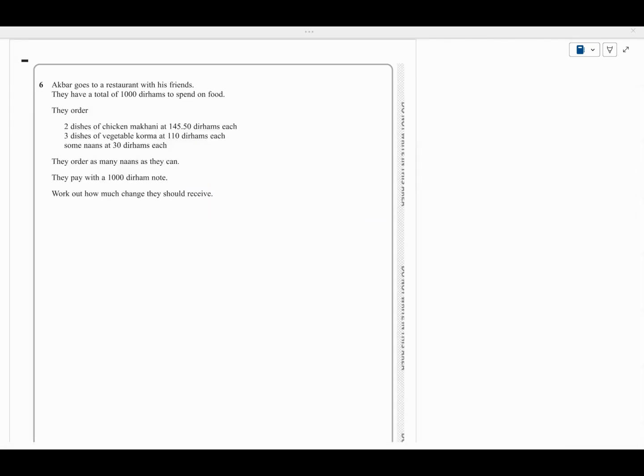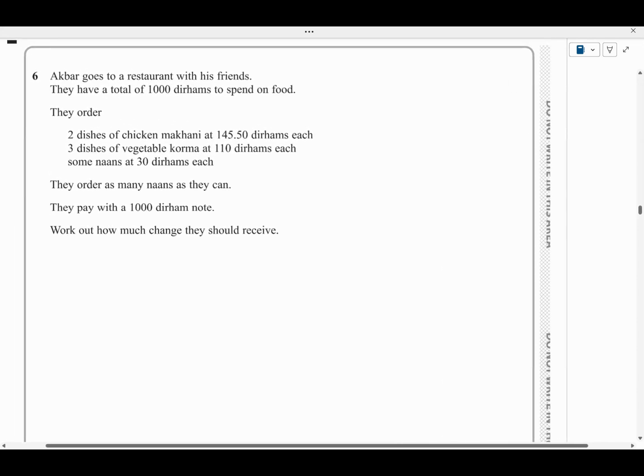Question 6. Right. We're going to a restaurant and we have 1,000 dirham to spend. This is what we order: 2 dishes of chicken mahani, 3 dishes of vegetable korma, and some naans at 30 dirhams each. I don't know how many naans. They order as many naans as they can. Right, they pay with a 1,000 dirham note. Work out how much change they should receive.